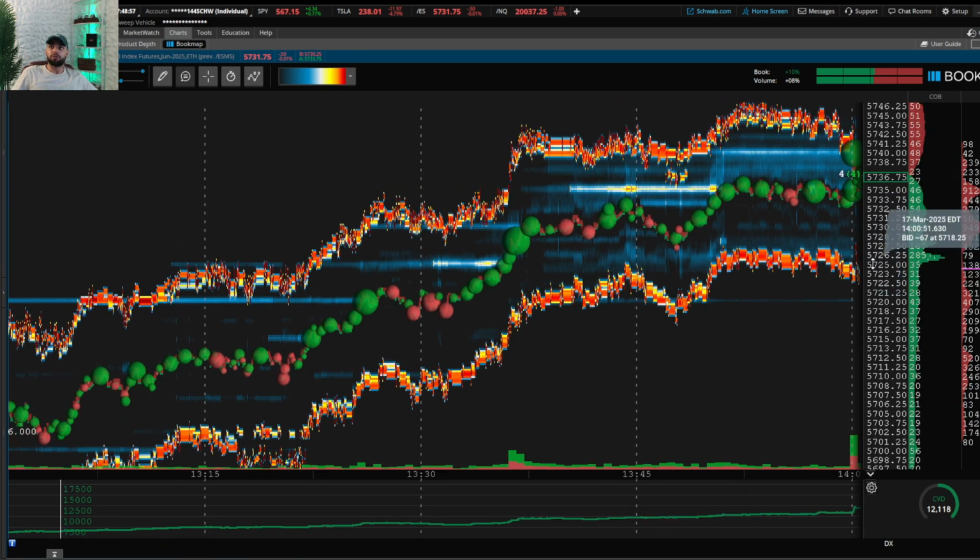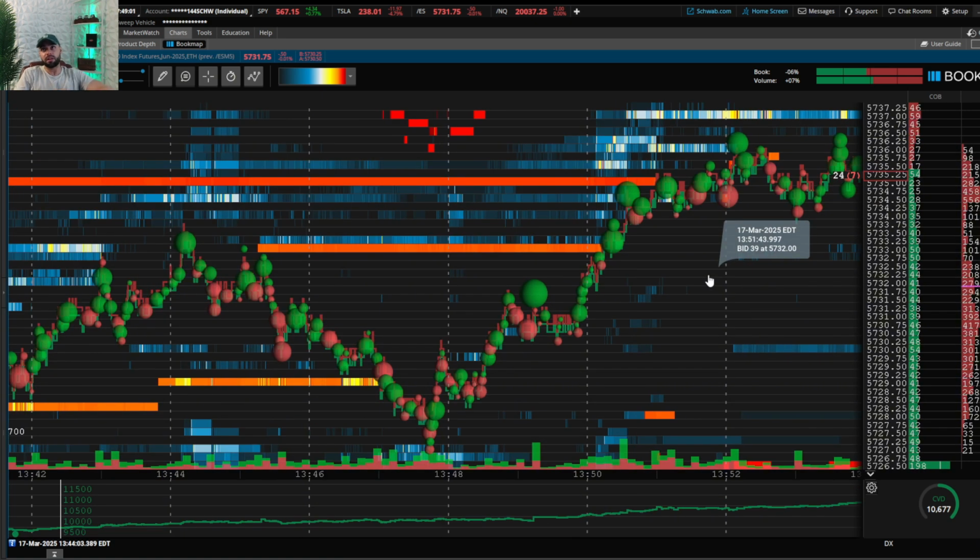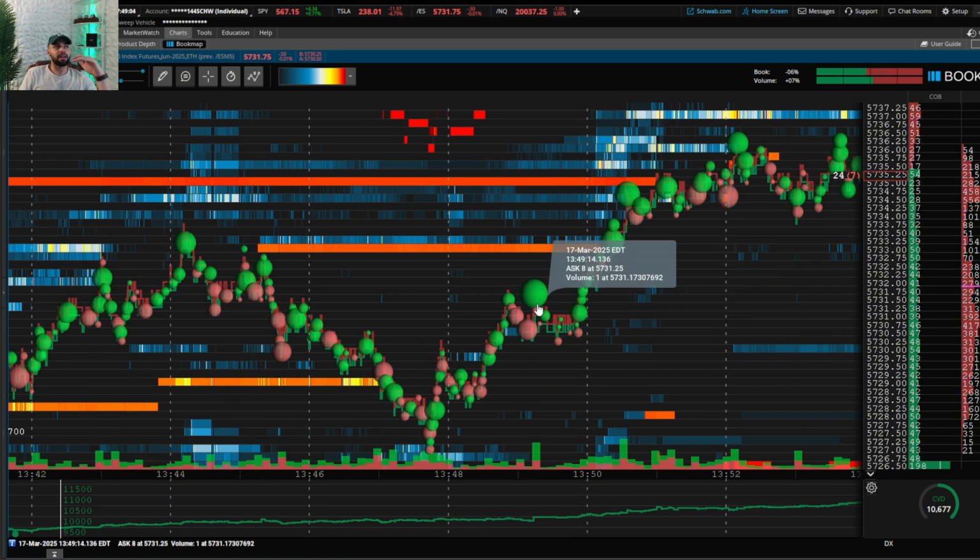So first things to take notice of, let's zoom in a little bit here. You have these red and green bubbles. What are these red and green bubbles showing you? Exactly what we talked about. The green bubbles are all the market orders that are hitting the ask. These are the aggressive buyers. The red bubbles are all the aggressive orders, the market orders hitting the bid. These are the aggressive sellers.